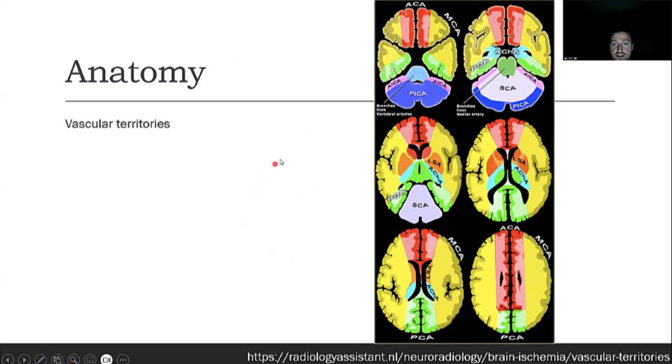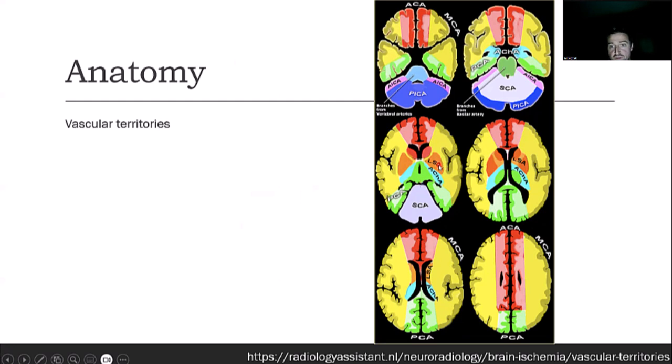These are our conventional vascular territories. Our ACA typically covers the parasagittal, frontal, and parietal lobes. PCAs cover a portion of the parietal and occipital lobes, as well as our inframedial temporal lobes. And then the MCAs provide the majority of the circulation to the bilateral cerebral hemispheres.